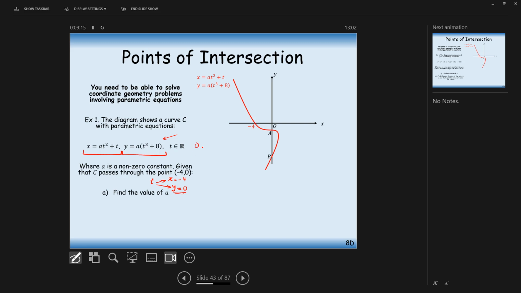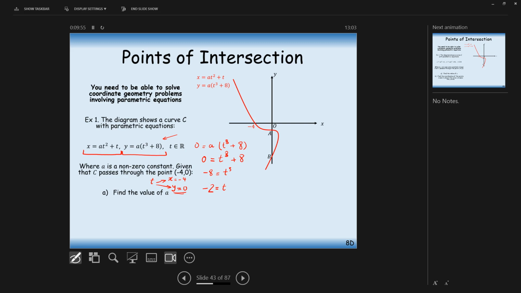So what we have is 0 equals a times t cubed, where t is the unknown we are looking for, plus 8. We can divide both sides of this equation by a, and that eliminates a from this equation. In fact, we'll have t cubed, and first of all, dividing 0 by a will give us 0. So -8 will equal t cubed, and taking the cube root of -8 will give us t to be -2.